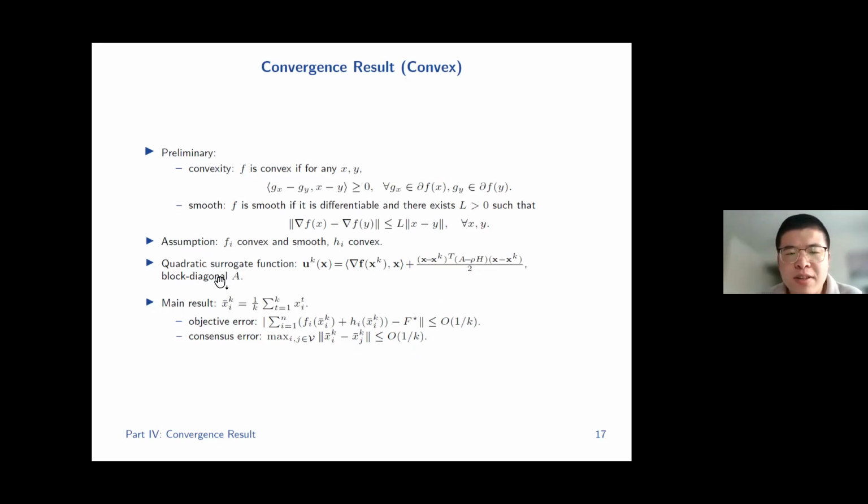Under this assumption and the setting of the surrogate function, we derive convergence results for the running average of the primal variable x_i^k, which is the average of all the x_i^t from t equals 1 to t equals k. We prove that both the objective error and the consensus error of the proposed algorithm converge with a convergence rate of O(1/k). Here, f star is the optimal objective value of the optimization problem.